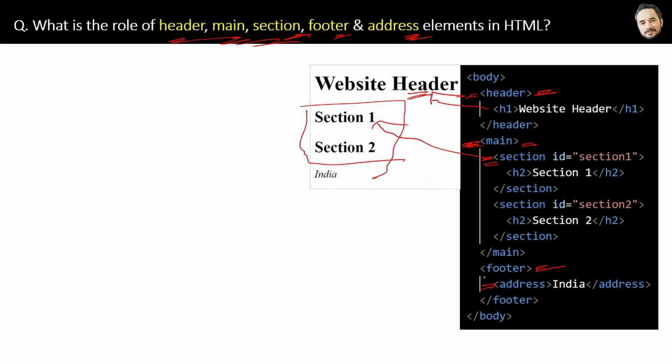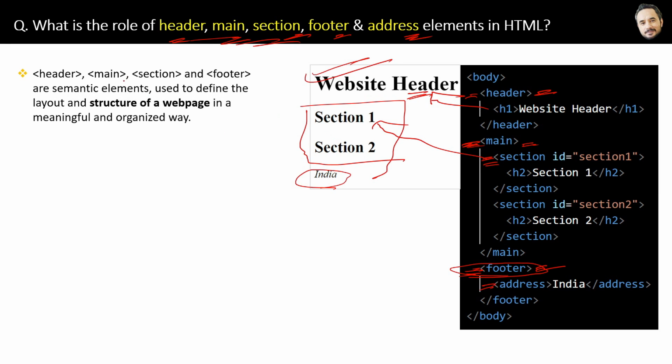Finally, at the bottom of the page, you will find the contact information, address, support, FAQs. That is under the footer element of the page, right? So that is the basic structure of almost every website, and the output in the browser will be something like this. Therefore, the role of these elements, header, main, section, footer, is that they are semantic elements used to define the layout and structure of a web page in a meaningful and organized way.